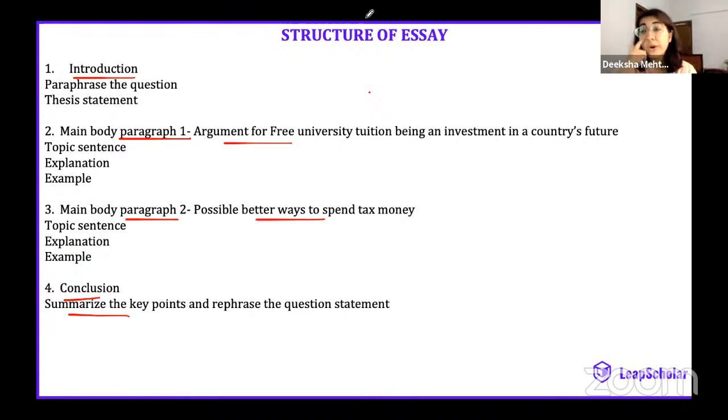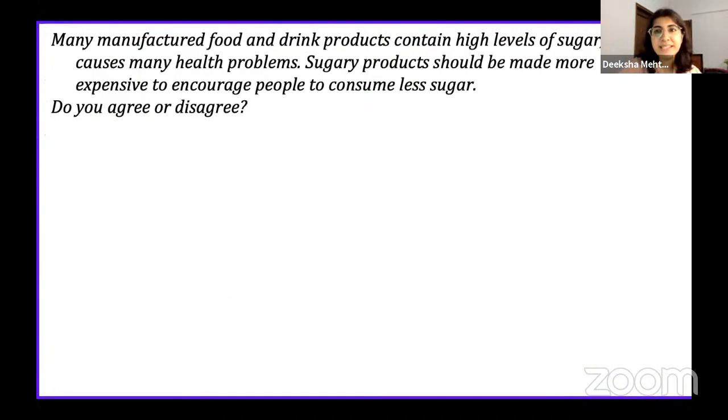Okay, now let's look at a sample question that was recently asked in an exam. So this is a question that was recently asked. Let's try and write an introduction for it and then we look at a sample as well. Here our question says, many manufactured food and drink products contain high levels of sugar, which causes many health problems. Sugary products should be made more expensive to encourage people to consume less sugar. Do you agree or disagree?